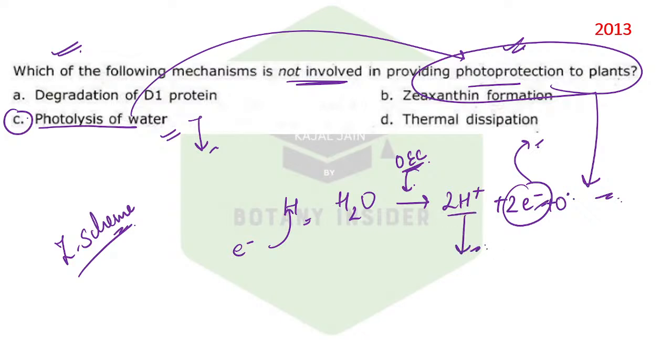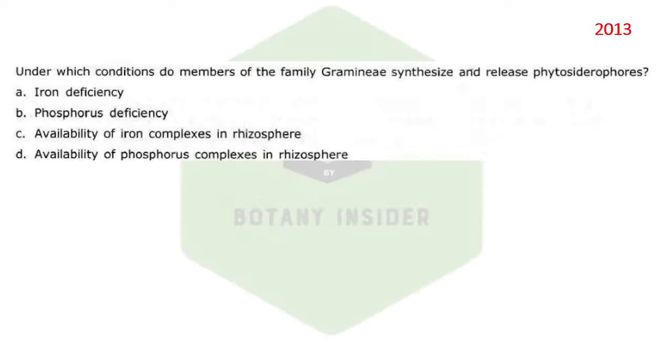2H plus is required for what? These are required for the last stage in NADPH formation. Make sure you remember that photolysis of water will not be required here, because it is asking about photo protection. Okay, the answer is option number C. Very easy question. Next question.